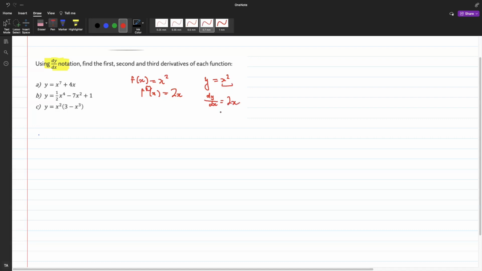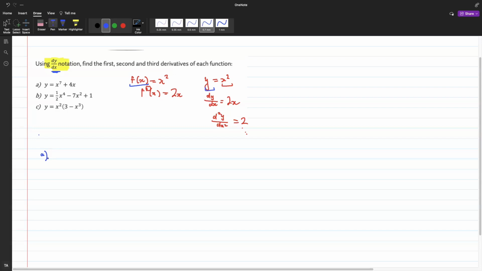And then if you're doing second derivatives, we're deriving this again. So we're deriving dy again with respect to x again, and then so on and so forth. That's basically the idea behind this notation. So it means the same thing. It's a different way, depending on whether you're given a function defined as f of x or a function defined as y.